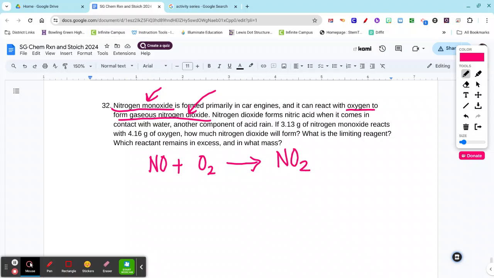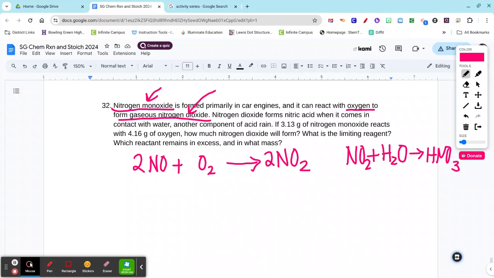Okay, now I have to balance this. At least I'm assuming so. So I have 3 over here, so I need a 2. That gives me 4 oxygens, 2 nitrogens. Put a 2 over here, 2 nitrogens, 4 oxygens, and I'm done. Now I'm going to keep reading. It says nitrogen dioxide forms nitric acid when it comes in contact with water. So I know that NO2 is going to make nitric acid, which I happen to know is HNO3. I know you guys don't necessarily know that. Plus water. That's the reaction that makes that happen.